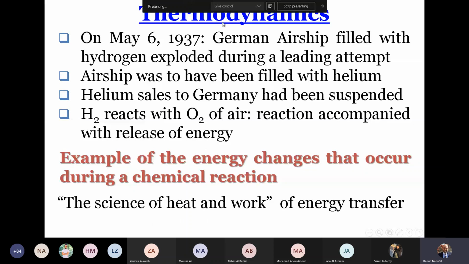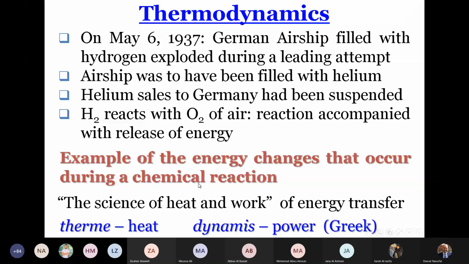Thermodynamics is a Greek word from thermi, that means heat, and dynamis, that means power. So thermodynamics is the science of heat and work. So the main objective is to calculate the heat of a transformation and the work during a transformation.